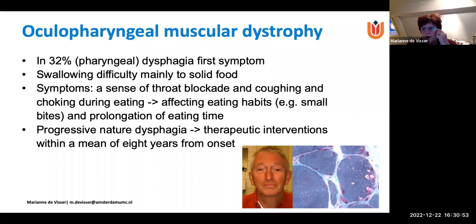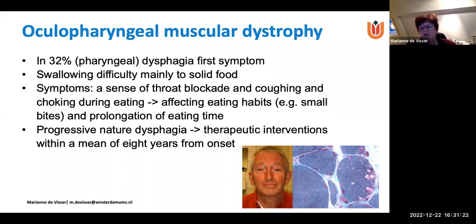In oculopharyngeal muscular dystrophy, here you see another patient with more prominent ptosis. Dysphagia is the first symptom in more than 30% of the cases, and mainly to solid food. They have a sense of throat blockade and coughing and choking during eating, and that alters their eating habits. They can only take small bites, and eating time is considerably prolonged usually.